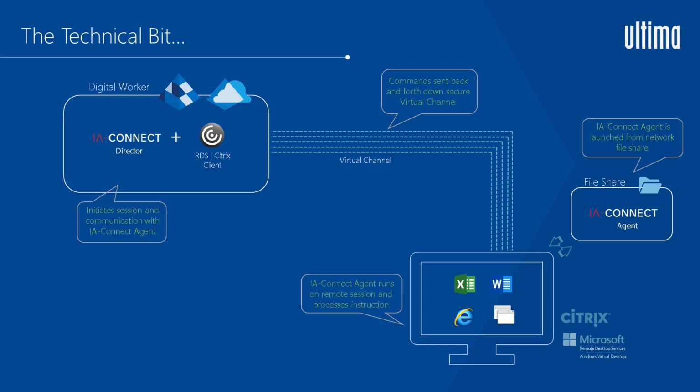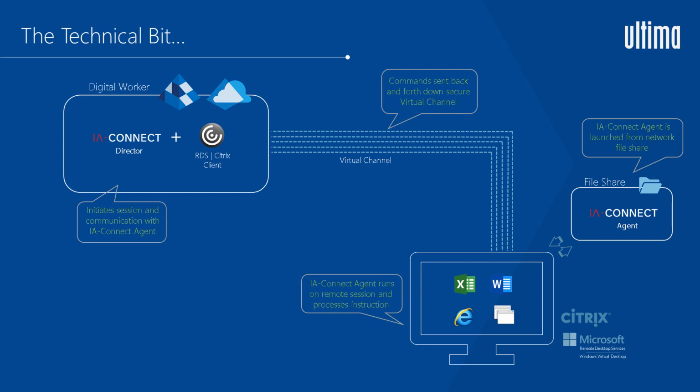On the top left, we're going to have the IA Connect director that's going to sit on the digital worker right up there. On the bottom right, we're going to have an IA Connect agent. The great thing about the agent on the Citrix end is it doesn't require any installation on Citrix. This is a big point I want to stress to the audience here. It's a standalone executable, and it can simply be placed on a file server or a home drive, and you can just plop that right there, easy breezy.